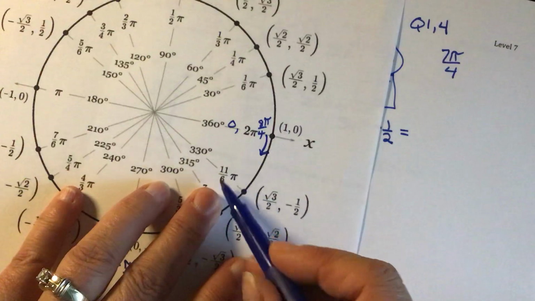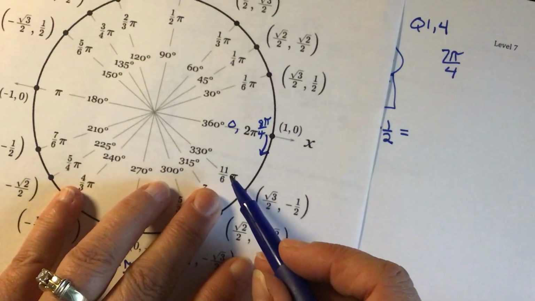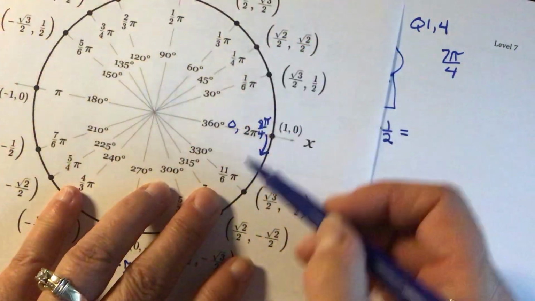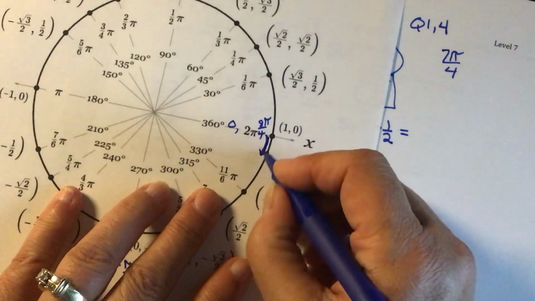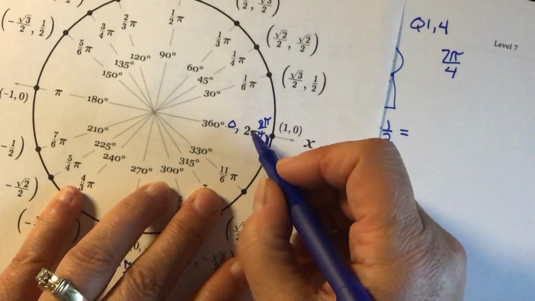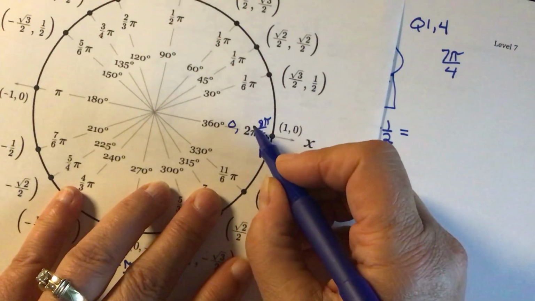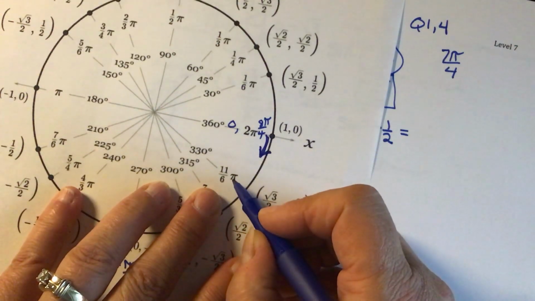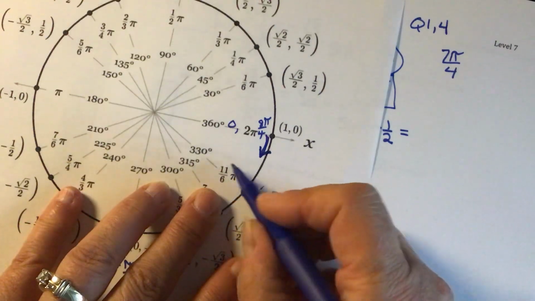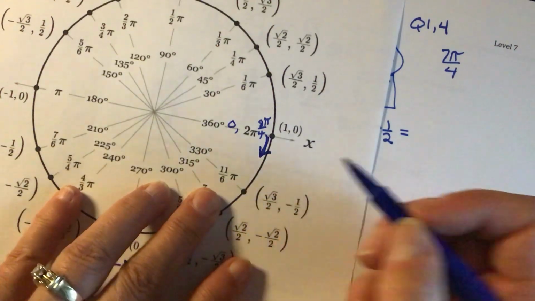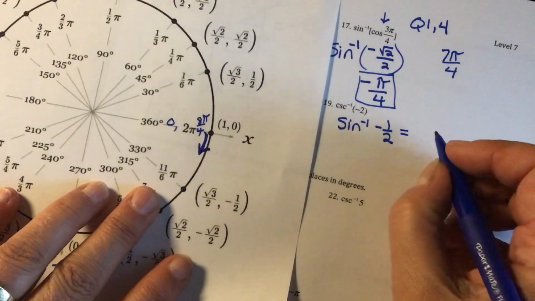Again, 11 pi over 6 is not in our domain. Because this is in quadrant 4, I'm going backwards. From 2 pi, or 12 pi over 6, minus 1 pi over 6 is the angle that I'm looking at. Minus pi over 6.